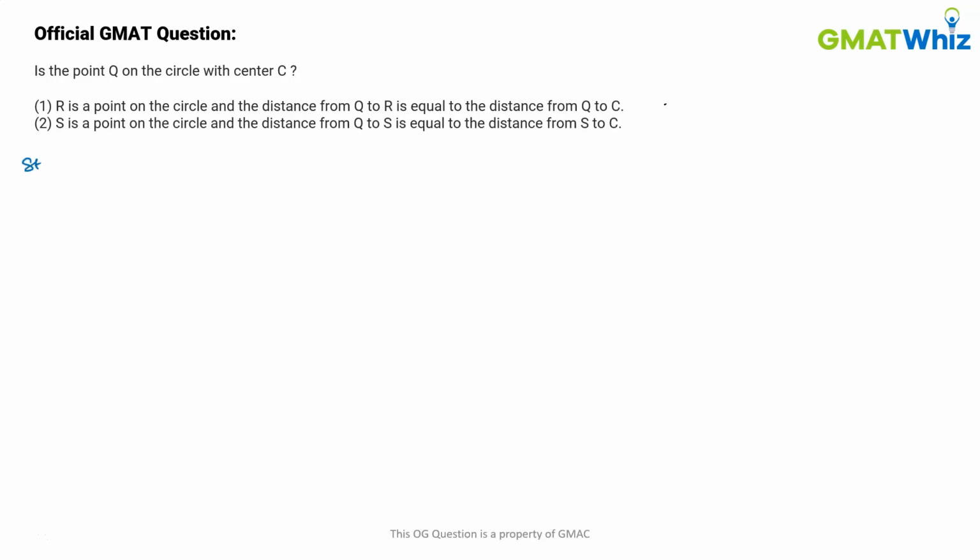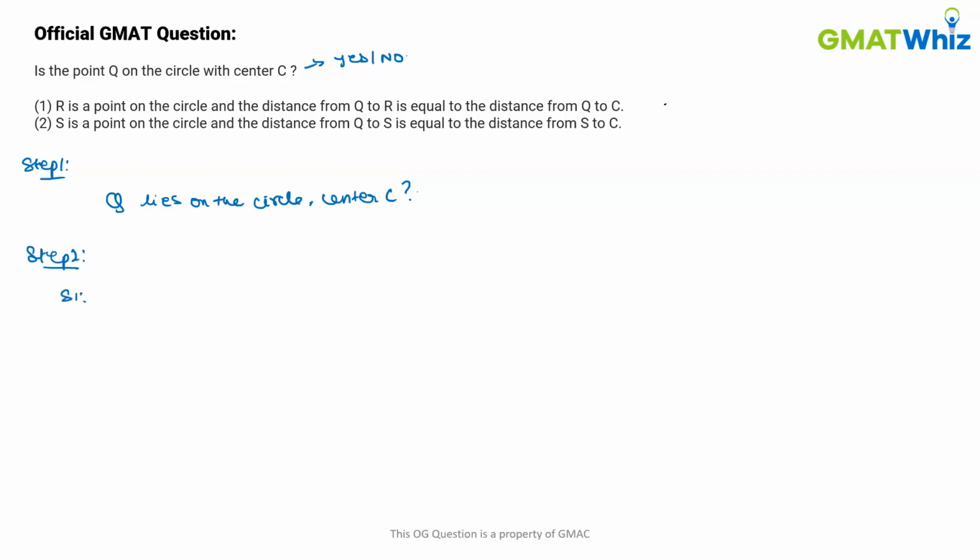Here we have to check if the point Q lies on the circle with center C. Just that. So this is a yes or no kind of question, where we just have to verify if the point Q lies on the circle with center C. Since no other information is given, let's move on to step 2 and analyze statement 1.